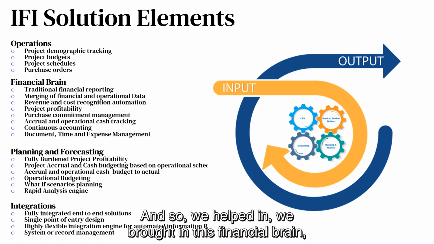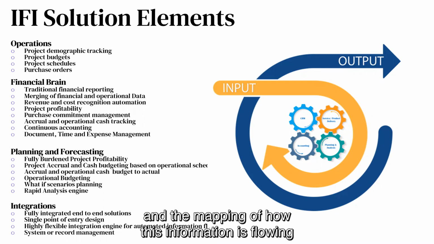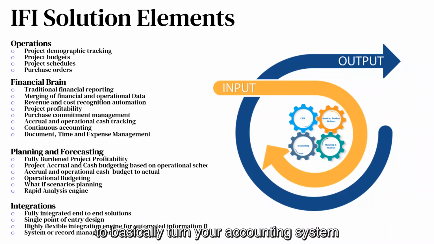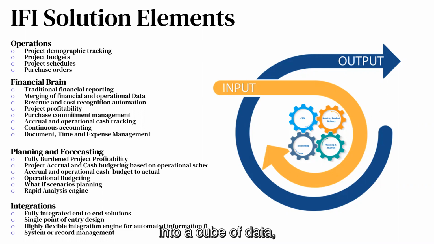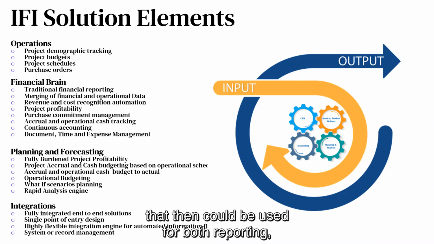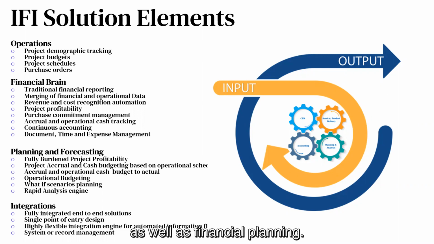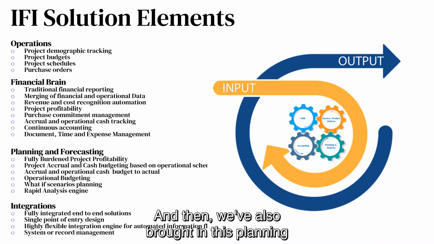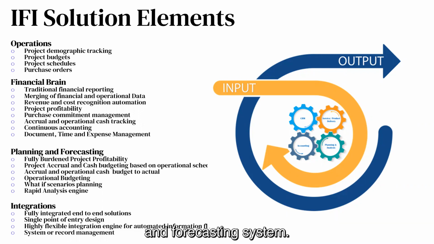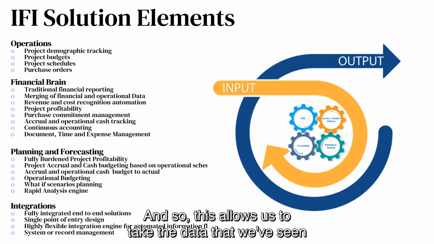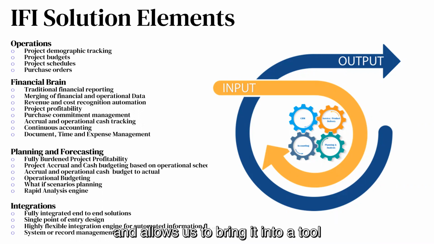And so we brought in this financial brain and the mapping of how this information is flowing to basically turn your accounting system into a cube of data that could then be used for both reporting as well as financial planning. And then we've also brought in this planning and forecasting system, which allows us to take the data that we've seen and bring it into a tool that's going to help us forecast.